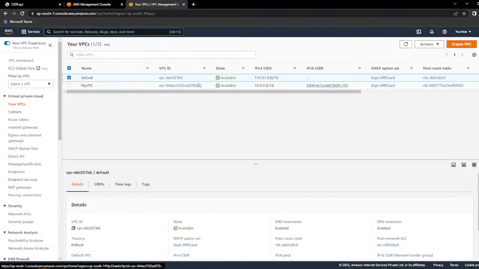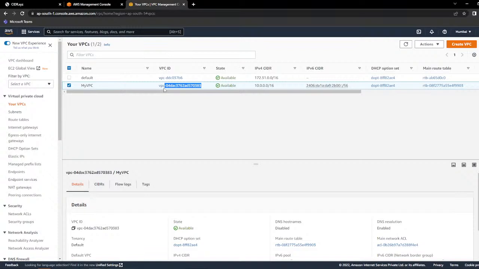Now, if you see the VPC ID, this one is a very huge number. So if you want to remember which VPC is the default one and which is mine, you will see that the one which we created has a very huge number.